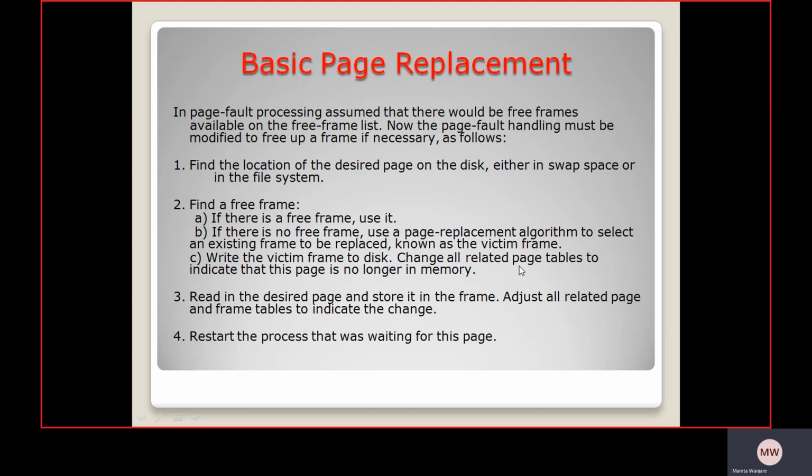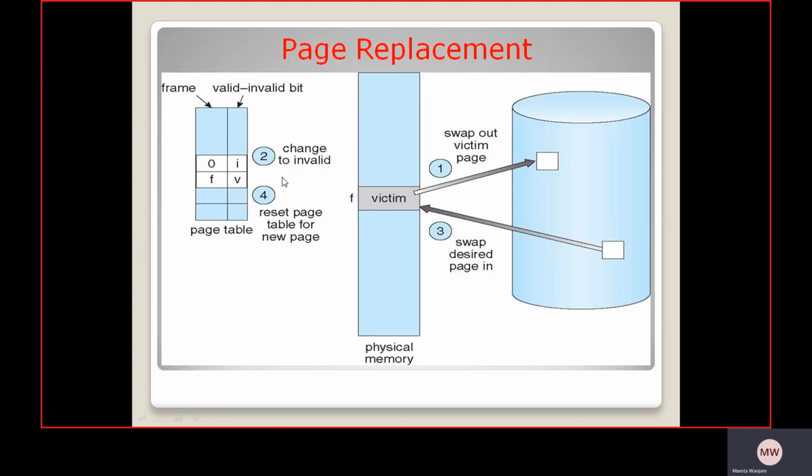Write the victim frame to disk. Change all related page tables to indicate that this page is no longer in memory. Then read in the desired page and store it in a frame, and adjust all related page and frame tables to indicate the change. Restart the process that was waiting for this page. So this is the basic page replacement.